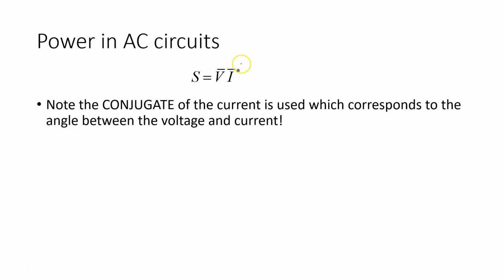And we've seen that S is equal to VI conjugate. This is very, very important. Make sure and get this correct. It is a conjugate of the current that is used, so whatever the angle of the current is, you have to make that negative in order to find the apparent power properly.